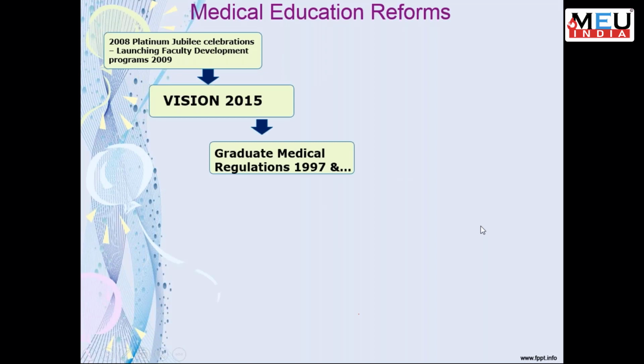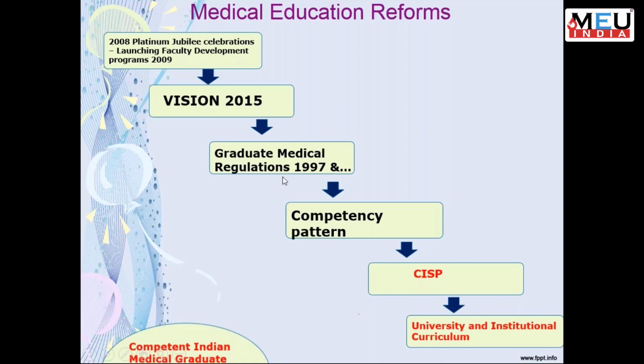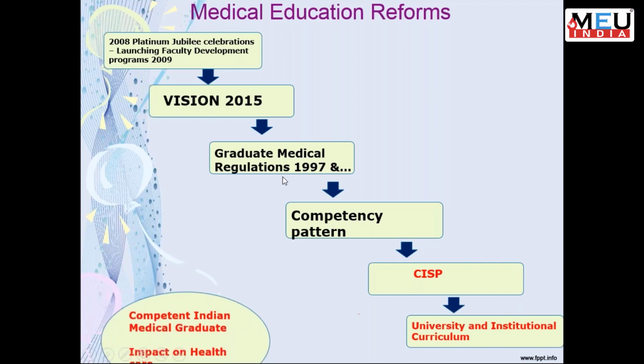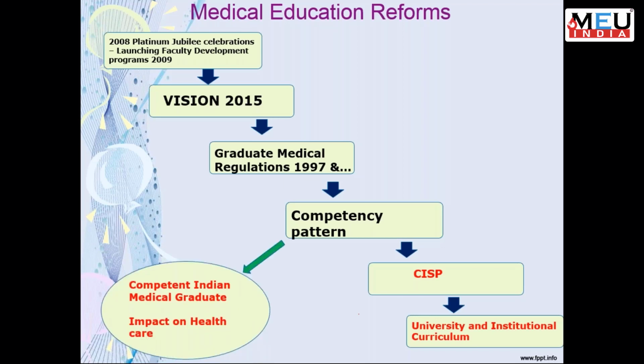Long back, you may be remembering that there was a Vision 2015 which didn't come to light at that time, but that was based on the Graduate Medical Regulation 1997. That time the competency pattern was decided, and now it has been refined, taking into consideration that we have defined the term competent Indian medical graduate and how that can make an impact on healthcare.